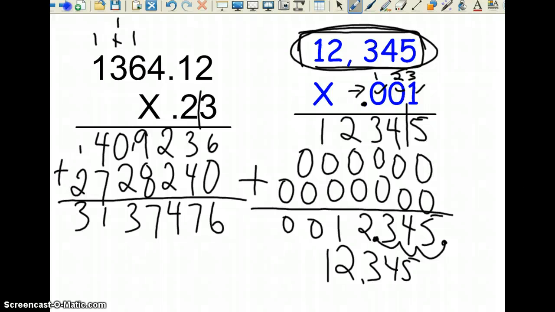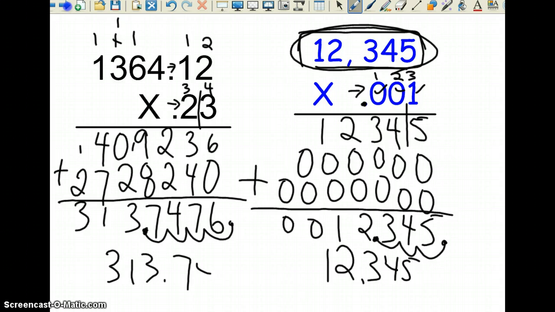Now, how many numbers are located behind the decimals in both of these numbers? And we have 1, 2, 3, 4. So I start here and I count in 1, 2, 3, and 4. So my answer is 313.7476. And that's how to multiply.